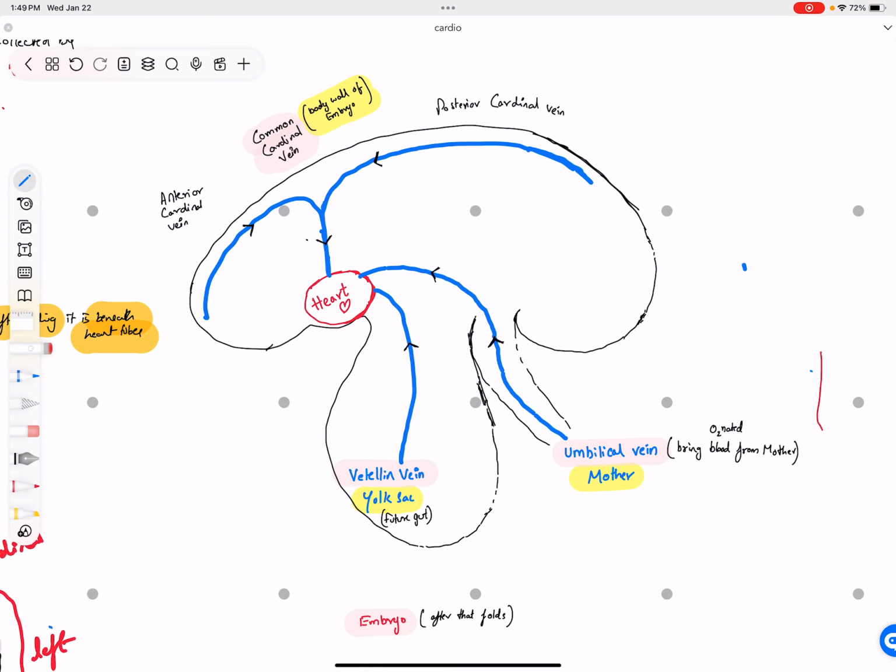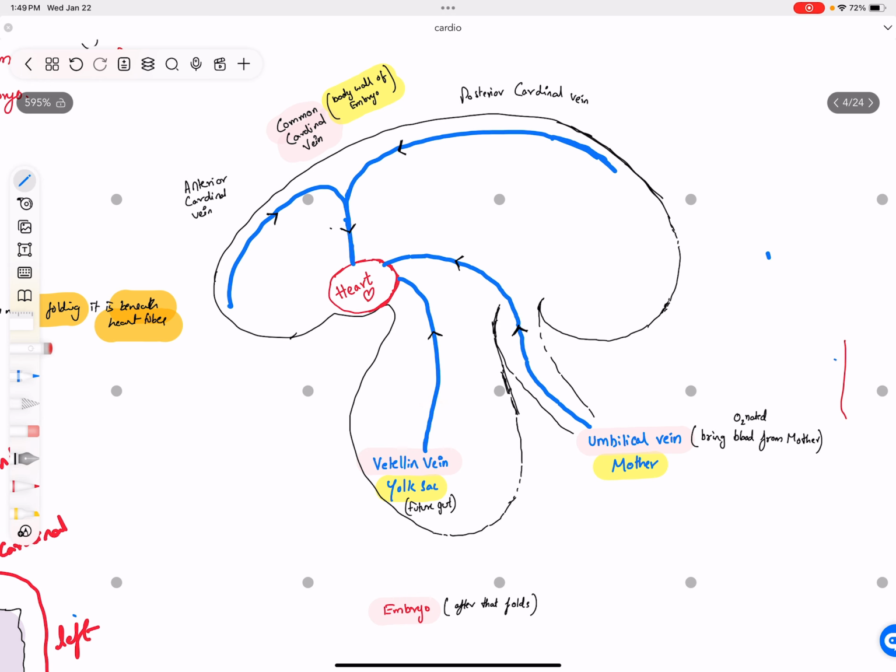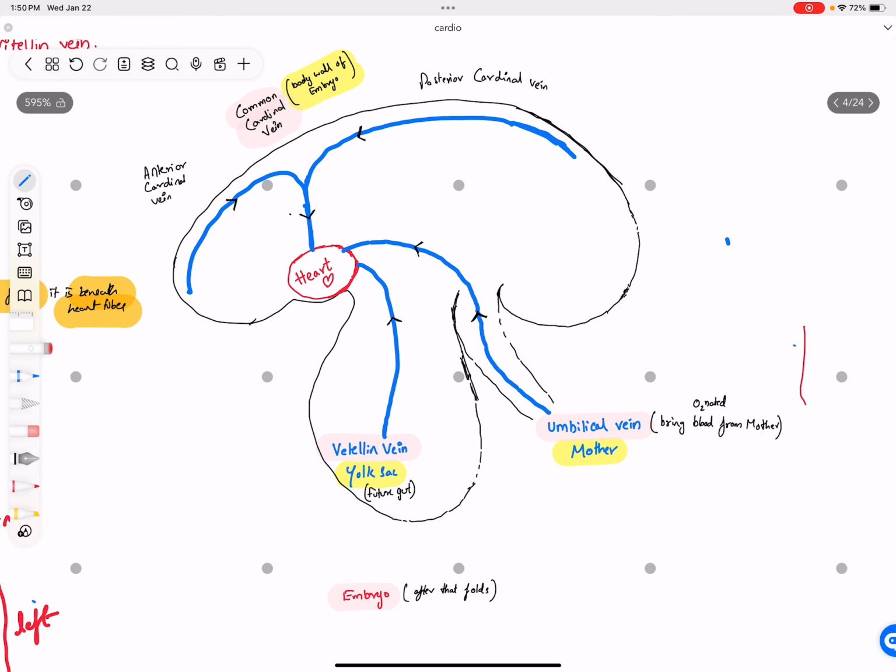What the vitelline vein is doing is it drains the blood from the yolk sac. The yolk sac is our future gut. Blood from the entire gut is collected by the portal vein. So the portal vein develops from this vitelline vein, and there are right and left vitelline veins.